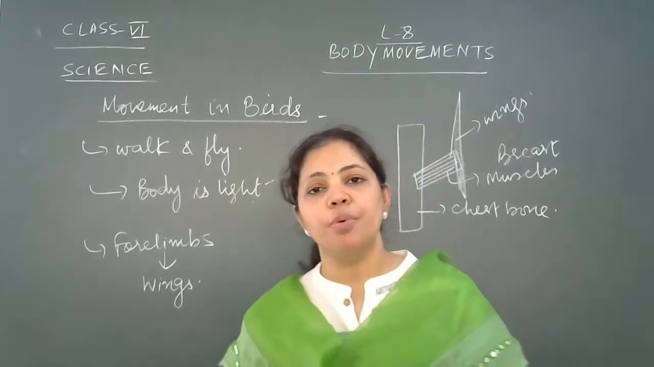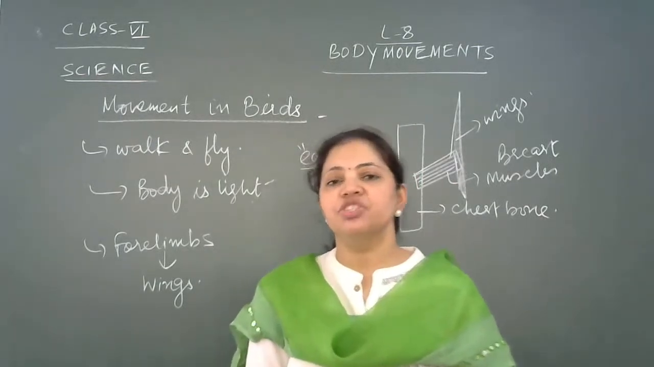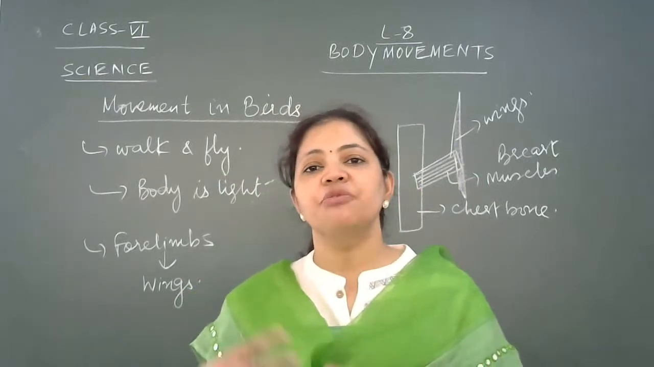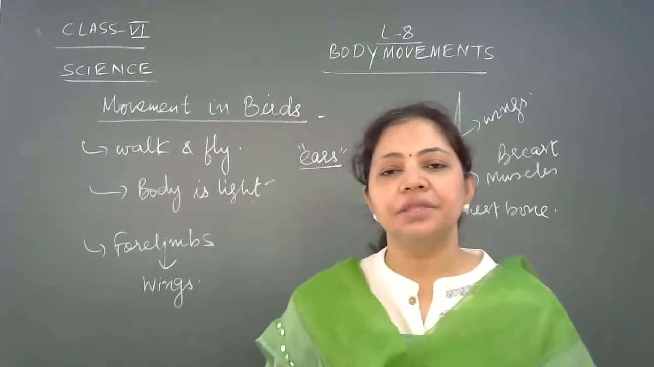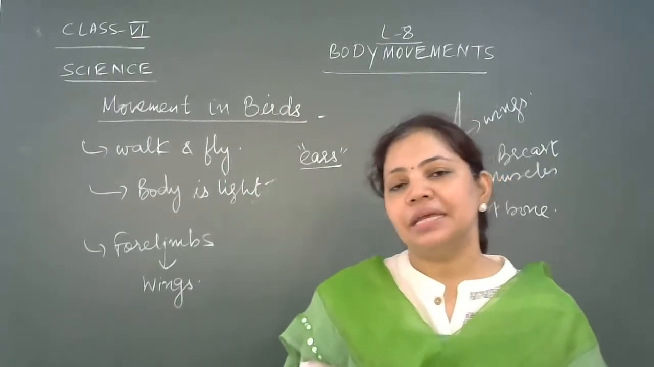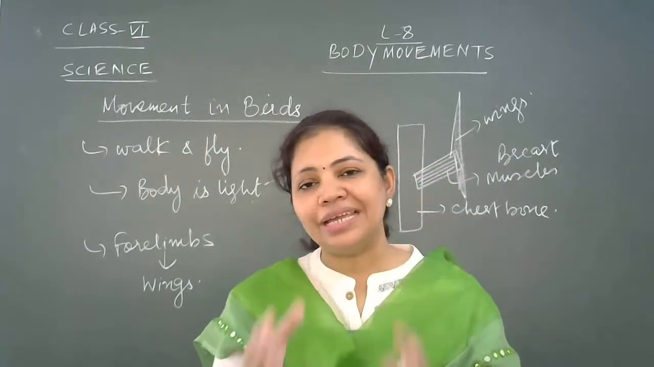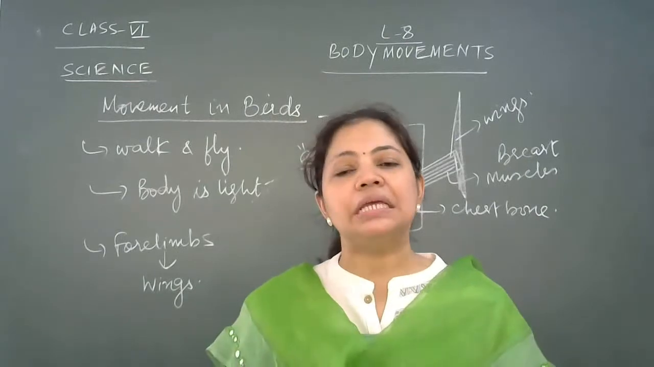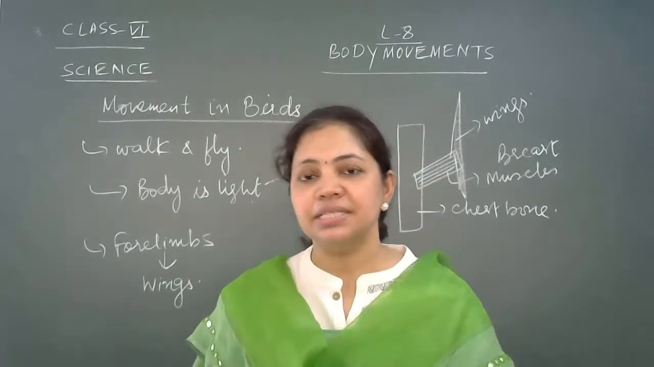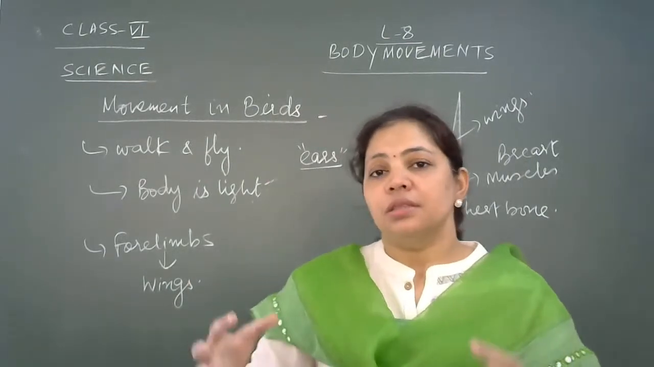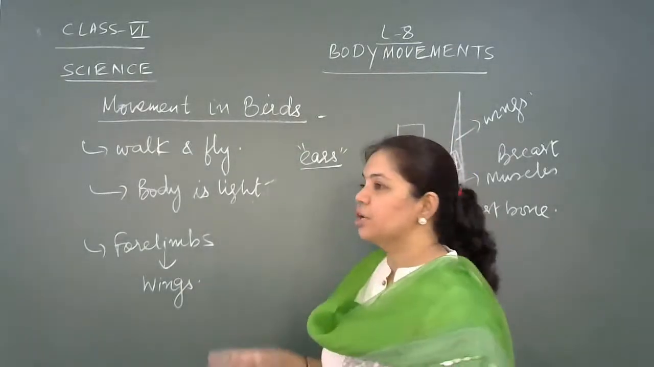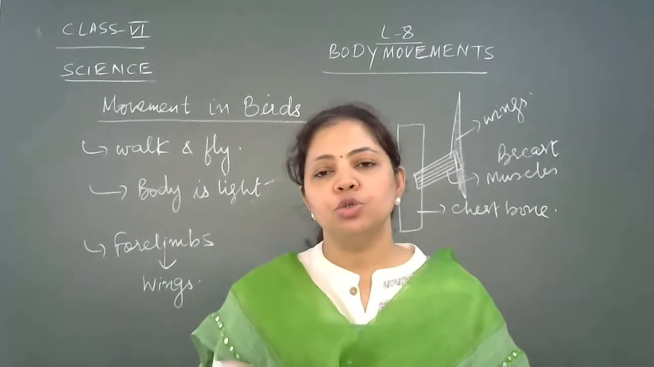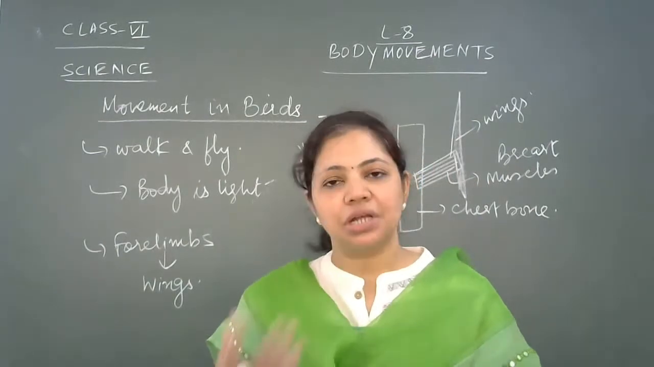Similarly, in the case of birds, the special features which help a bird to move, that is to walk and fly, are the wings and 2 legs, and the basic purpose is that in birds the body is made lighter. Because of that, they can lift their body in the air and fly easily. So that's all from my side for this class, children. There are certain more animals left whose movement we will discuss in the next class.